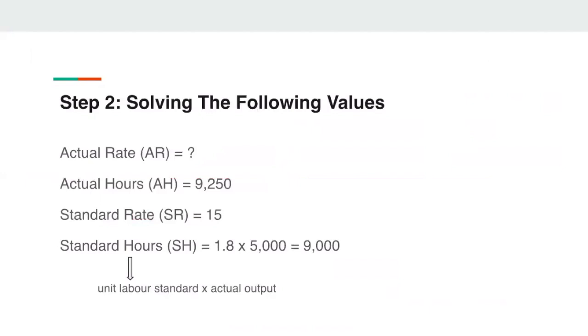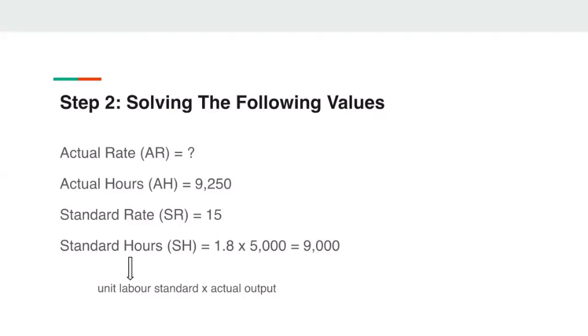Right off the bat, we can see that there's no value for the actual rate in the question. All we can see is actual labor costs. So for now, we'll skip actual rate. Actual hours is found in the actual values chart, which is 9,250.